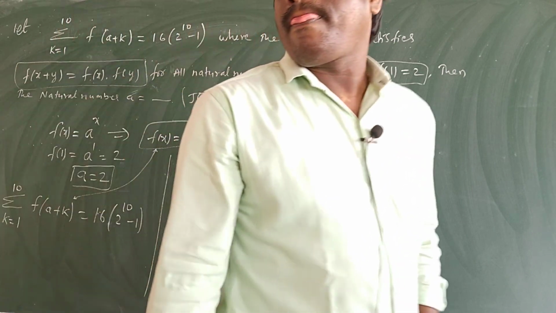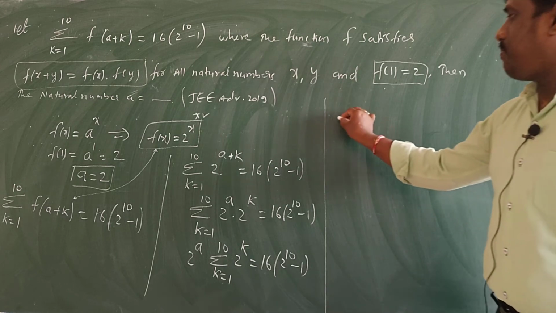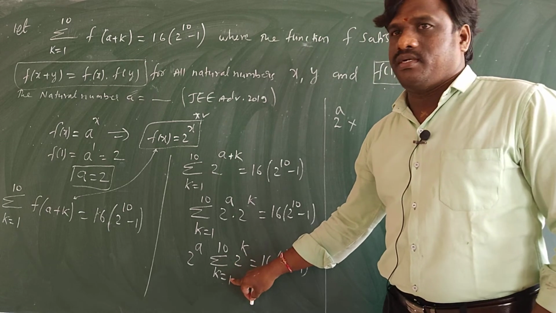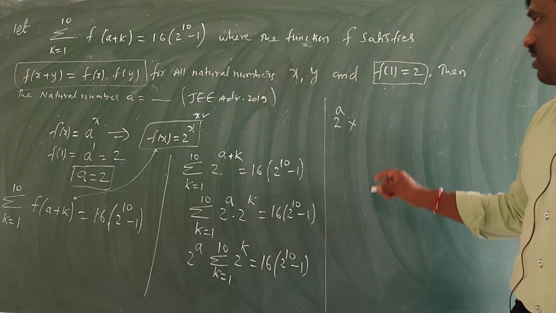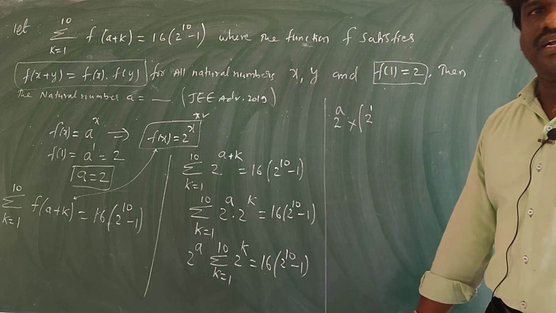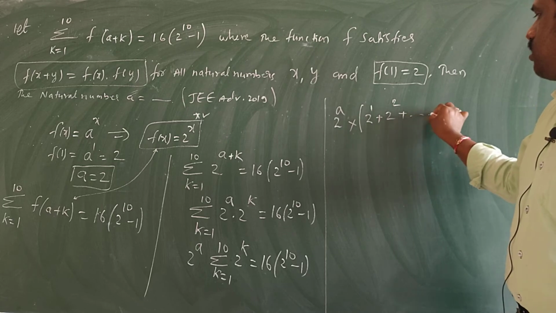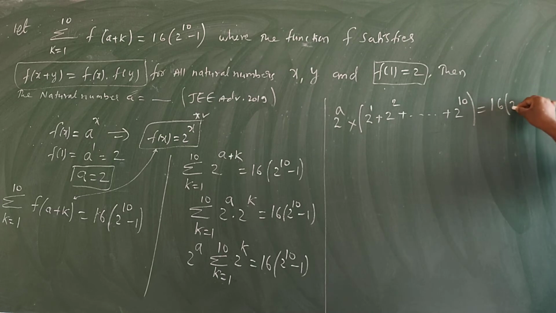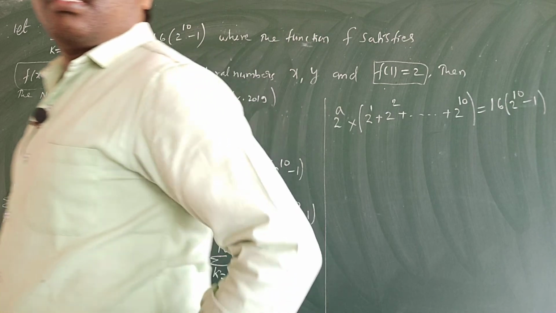Am I right? Till here, is it clear? So 2^a is a constant, and now I have to apply the sigma. Sigma means addition, so I have to open this. So opening this, what do you get here? 2 to the power of 1, as k started from 1. So 2^1 + 2^2 + and so on up to 2^10, is equal to 16 into (2^10 - 1). Correct?